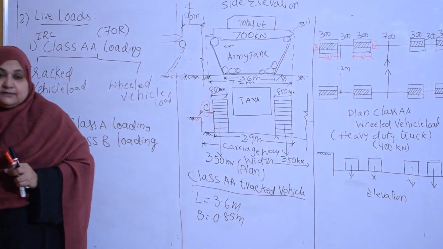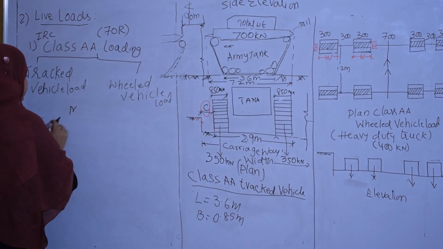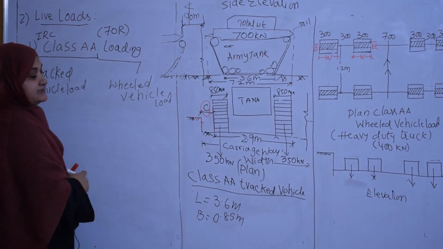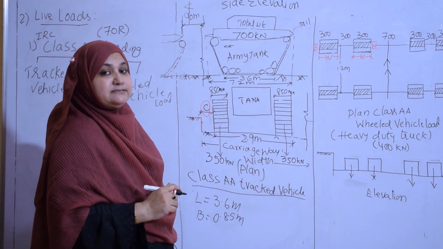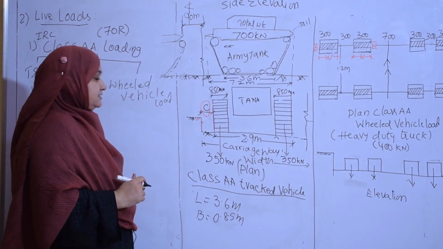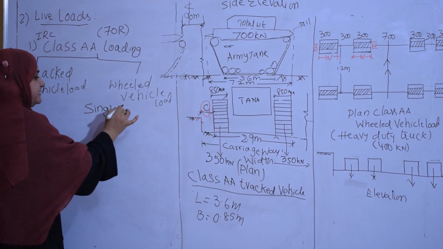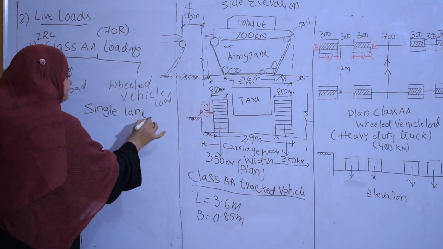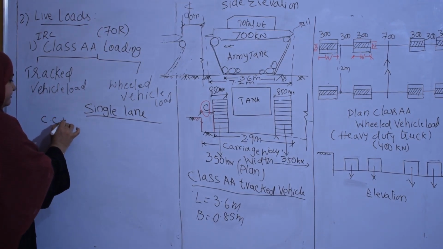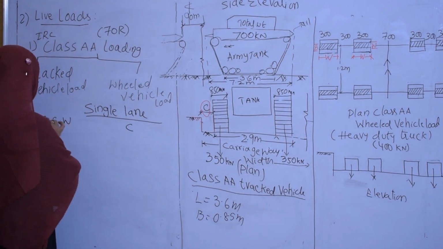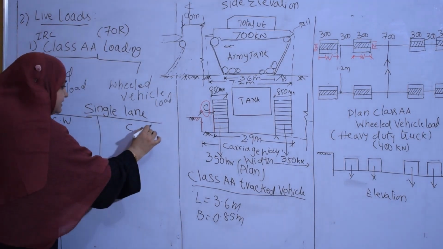The value of C, I am writing it here. Your bridge can be a single lane bridge or it can be a multi-lane bridge. First I will give you the values for a single lane bridge, meaning only vehicles in one direction are allowable. So this is the clear carriageway and this is the value of C. I am not giving my own values. This has been set by the IRC.